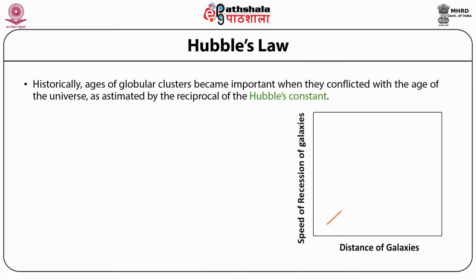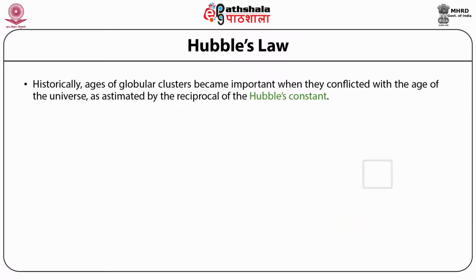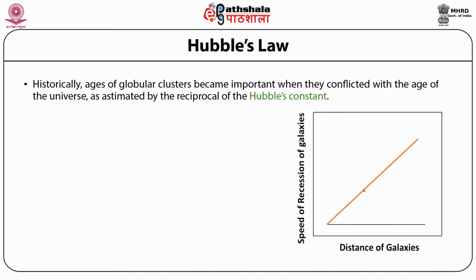Hubble's Law. Historically, ages of globular clusters became important when they conflicted with the age of the universe as estimated by the reciprocal of the Hubble's constant. As you might know, Hubble made a remarkable discovery in the earlier part of the 20th century that all the galaxies are moving away from each other. The speed of recession of a galaxy from us is proportional to its distance, as shown in this figure.